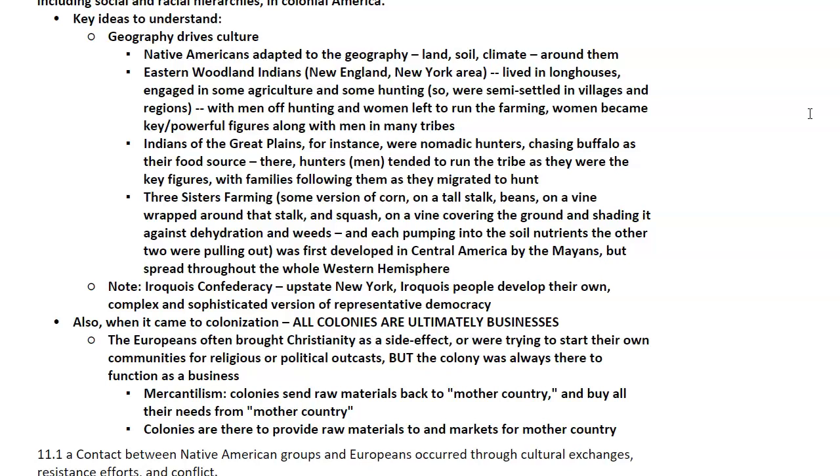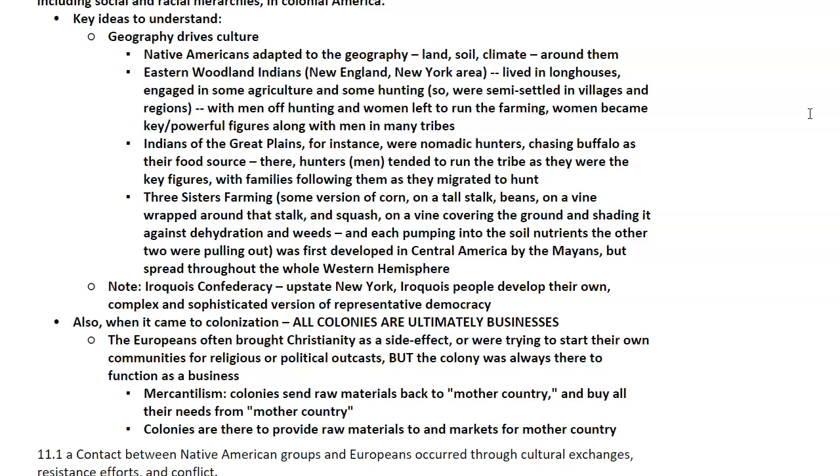Native Americans adapted to the geography around them. By the way, as did the colonists, as we'll see. So, for instance, Eastern Woodland Indians. Those are the various tribes, and there were many of them, that lived in the New England, New York, New Jersey, Pennsylvania area, the northeast of the United States. They tended, for instance, to live in longhouses, engaged in some agriculture and some hunting, so were semi-settled in villages and regions, with men off hunting and women left to run the farming. Women became key powerful figures along with men in many tribes.